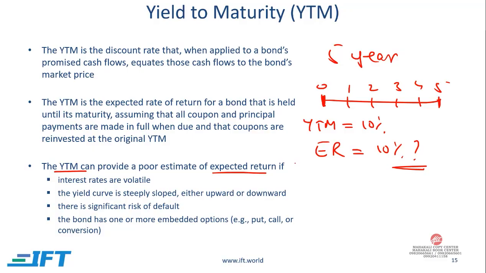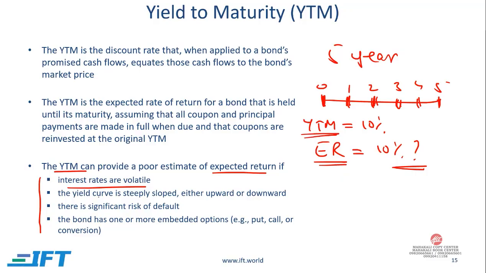We need to recognize that the YTM is not necessarily a good estimate of the expected return. And there are several reasons for this. One is if interest rates are volatile. If interest rates go up and down, then the coupon payments that are received at these points will be reinvested at different rates, and because of that, the expected return might not be the same as YTM.